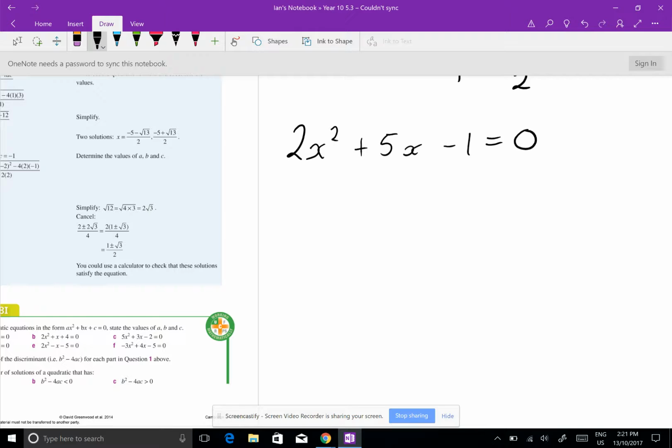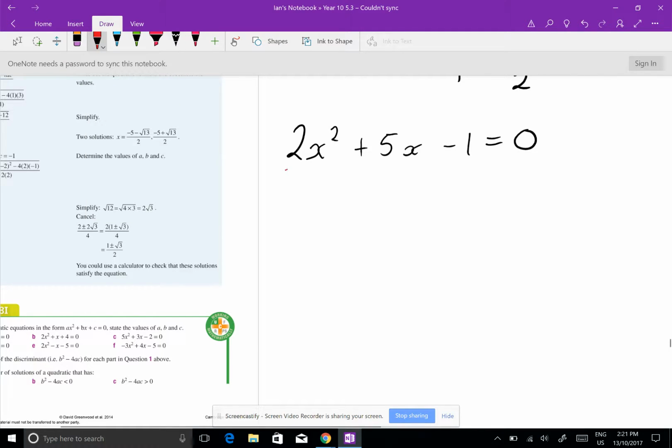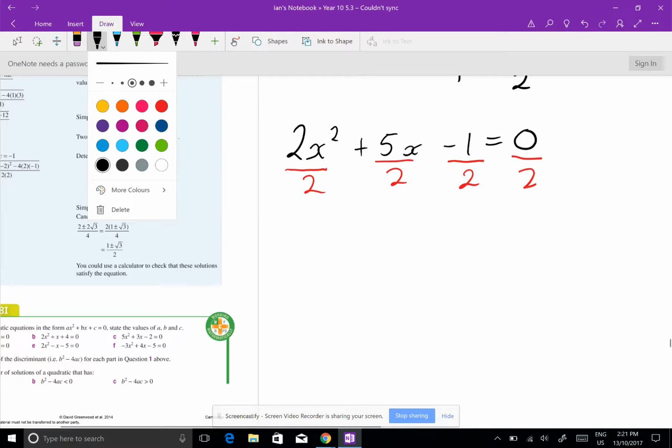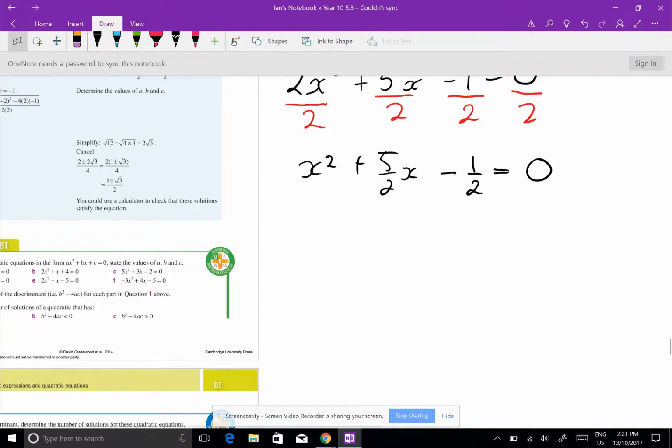So what do I do? Well, I do exactly the same thing that I did before. I need to make it a monic. So I'm going to divide everything by 2. When I do that, I get x squared plus 5 on 2x minus a half equals 0. I add that a half to the other side, x squared plus 5 on 2x equals a half.